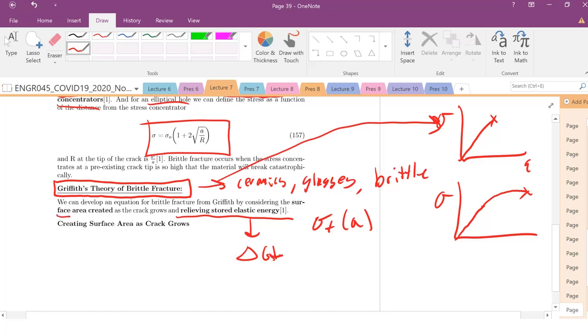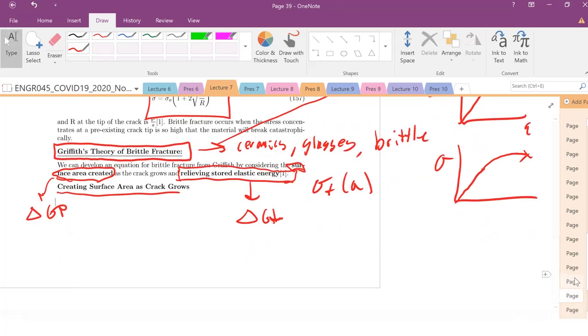But to create surfaces, we know that is going to increase delta G. So again, it becomes this competition between creating surfaces and relieving some energy. That's always your competition, two competing factors when you're talking about thermodynamics and these derivations and expressions. So how much surface area are we creating for these microcracks, or to open that crack?